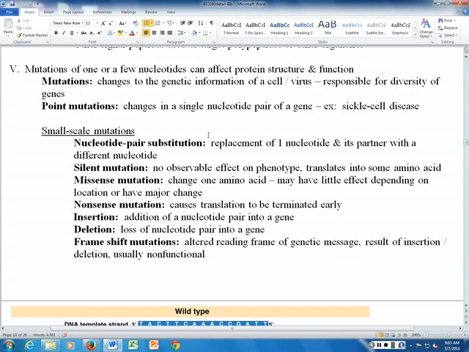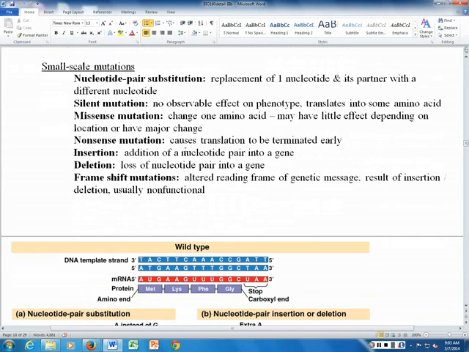So for smaller scale mutations, you can have a nucleotide pair substitution. You're going to replace one nucleotide and its partner with a different one. Sometimes that's not going to be a big deal. Say you had CCC and you replaced it with CCG, both code for proline. You replaced one nucleotide in there, so we call that a silent mutation because there's no observable phenotypic change. It's going to make the same protein. That's usually your best outcome in the scenario.